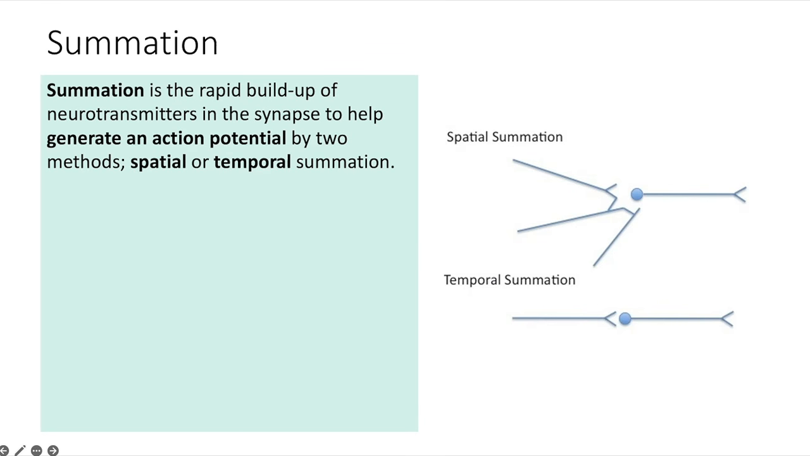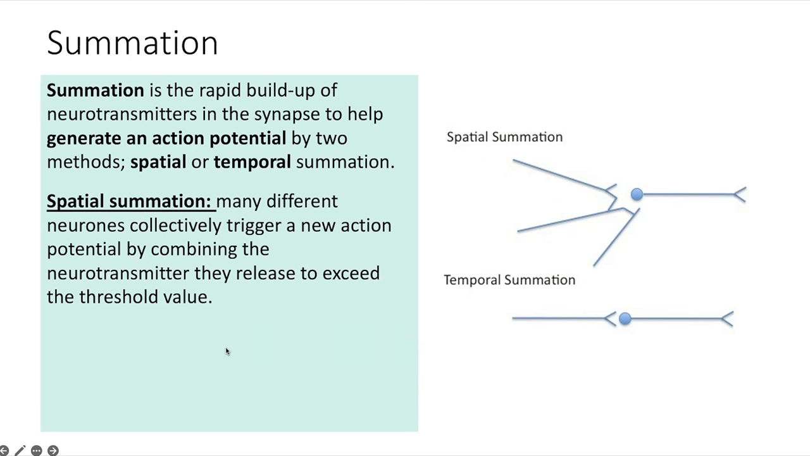Now, thinking back to when we talked about the generation of an action potential, we said that you only get an action potential if depolarization reaches at least minus 55 millivolts, that threshold potential. So when you're at a synapse, summation has to occur to reach that threshold. Summation is the rapid buildup of the neurotransmitter in the synapse so that you have enough neurotransmitter binding to enough receptors to open enough sodium ion channels to result in sodium ions diffusing in to reach that minus 55 millivolt threshold. And there are two ways that summation can occur: spatial and temporal.